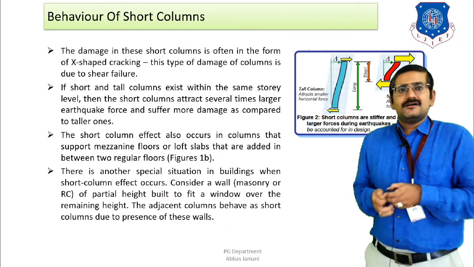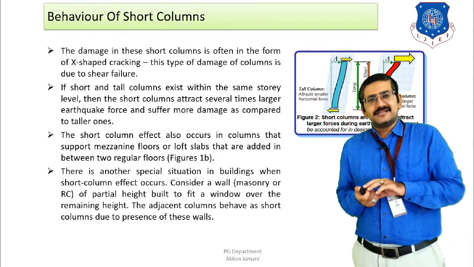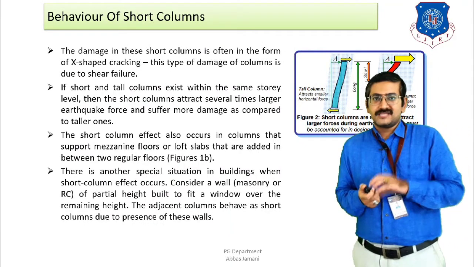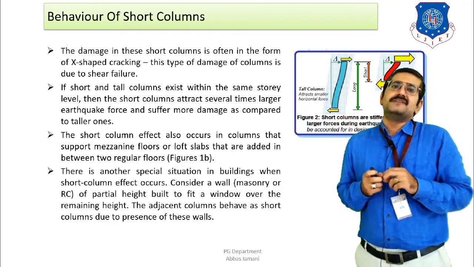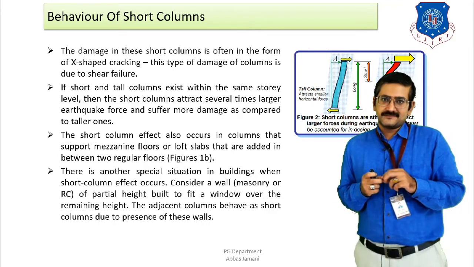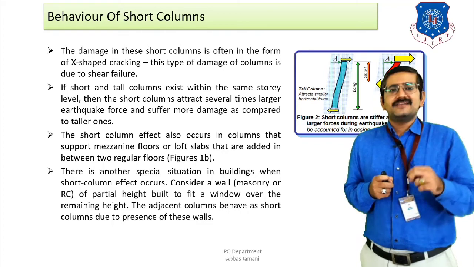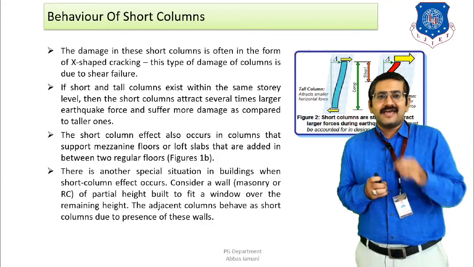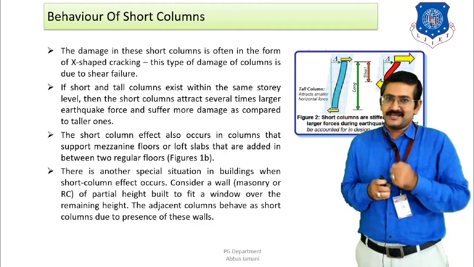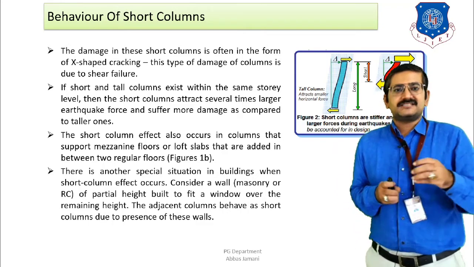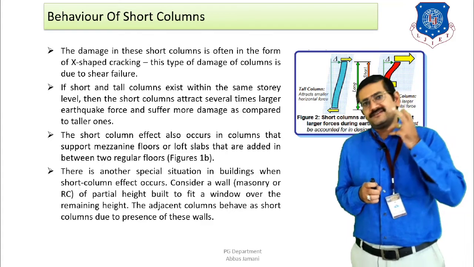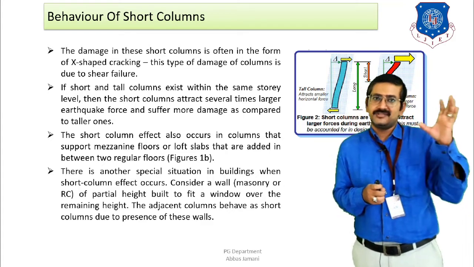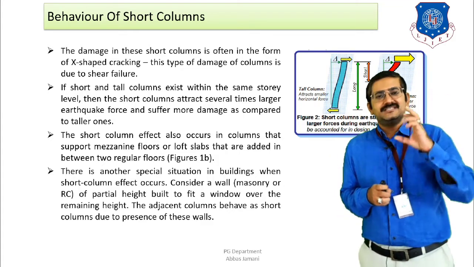Okay, so if we continue with the discussion of the behavior of the short column, what type of failure pattern will we see in this type of building? It is said that the damage in these short columns is often in the form of X-shaped diagonal cracking, that we will see in the next slide. The failure pattern is shown. This type of damage of the column is due to shear failure. Right? So again, coming back to the importance of shear capacity in the column.